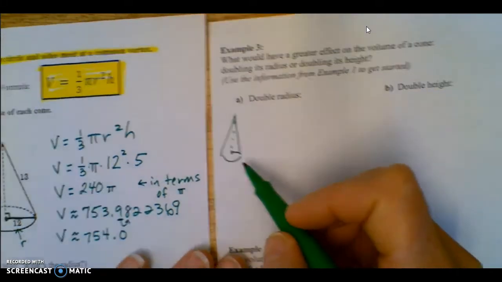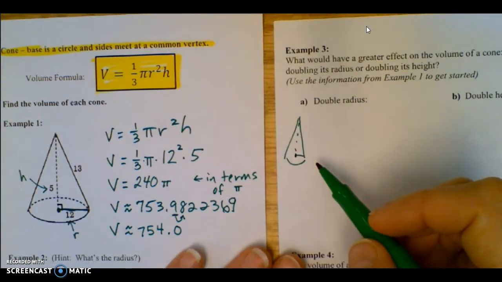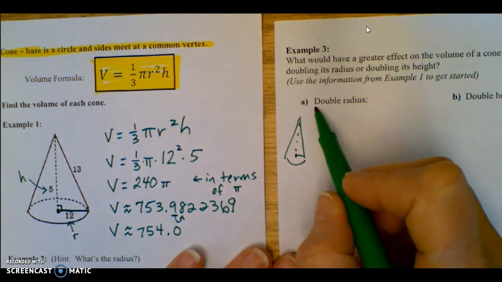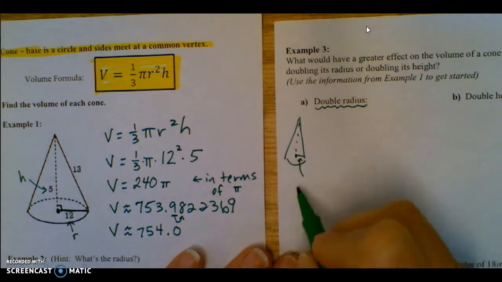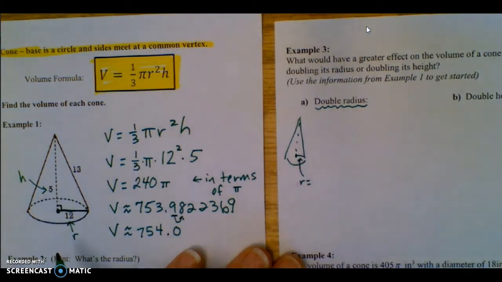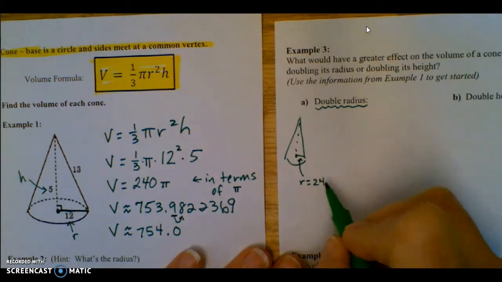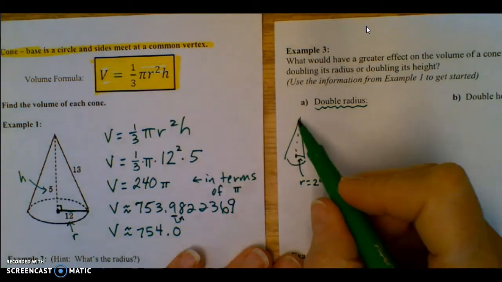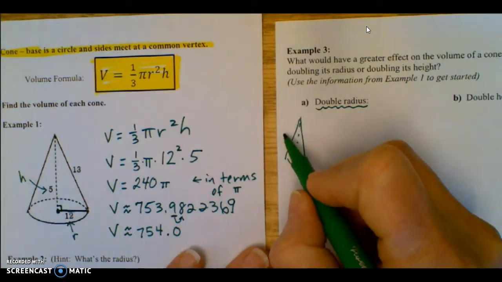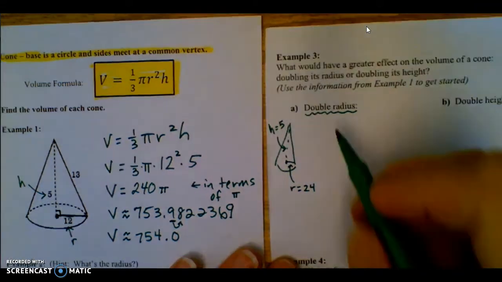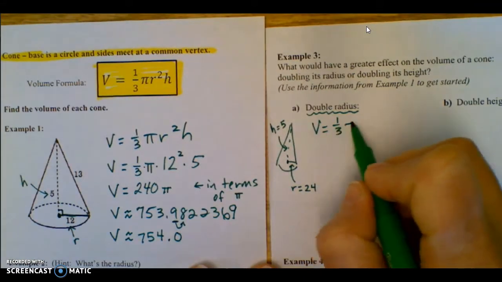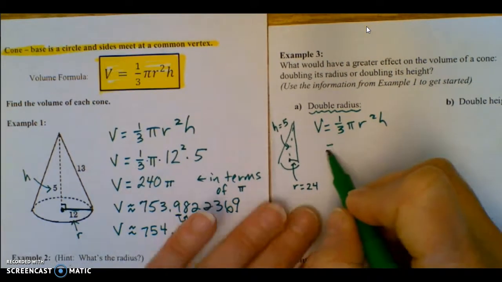And if you remember, example 1 had a radius of 12. This is telling us what would happen to the volume of our shape if we doubled our radius. So if our radius was originally 12 and we doubled it, that means we're using a radius of 24 right now. But it doesn't say to do anything to the height. So we're going to keep our height equal to 5 for this part of the example. And we're going to calculate our volume again, but using these dimensions.